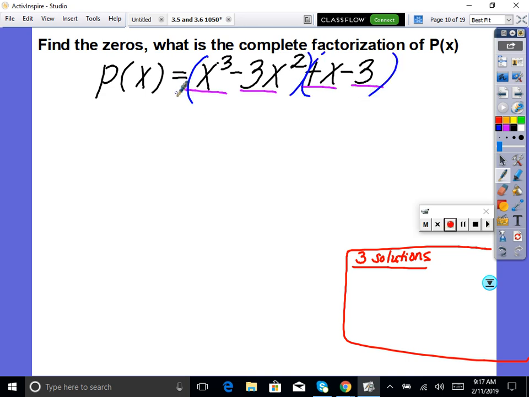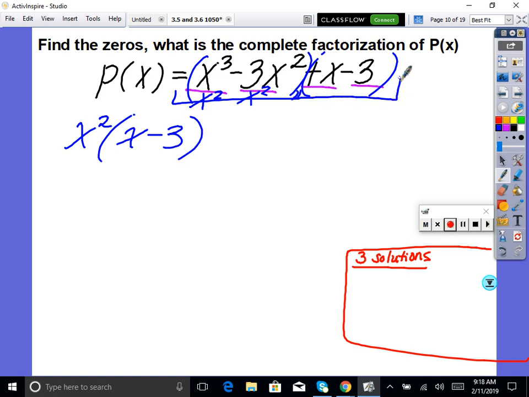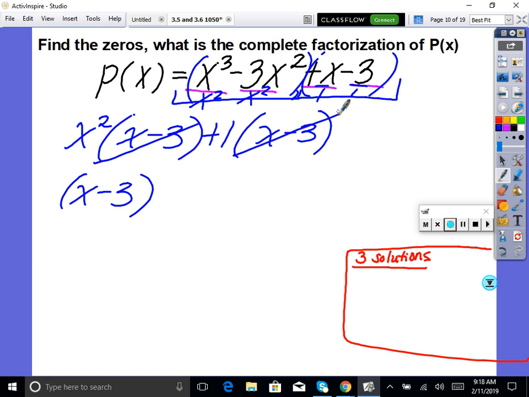So I group, pull out the greatest common factor here, which would be x squared. Divide by x squared, then left is x minus 3. Pulling out a positive 1, and then left is x minus 3. So now you'd say, oh, x minus 3 are the same, therefore I can continue. I pull out my x minus 3, there it is. So then left is x squared plus 1. We've just factored it down to linear and quadratic, which is nice, because now we can set each of those equal to 0 and solve.